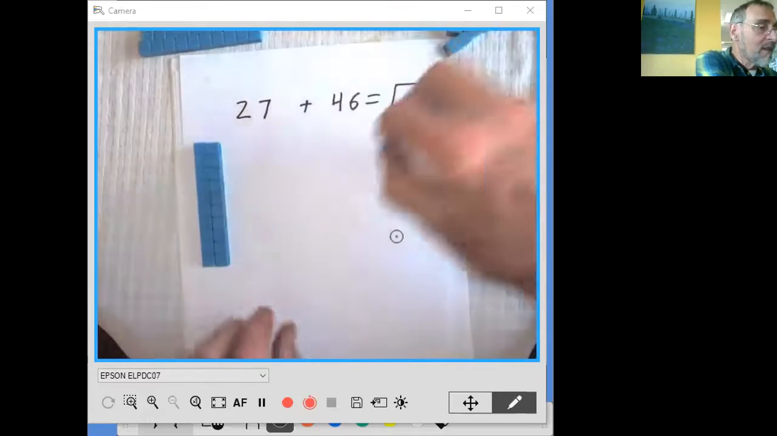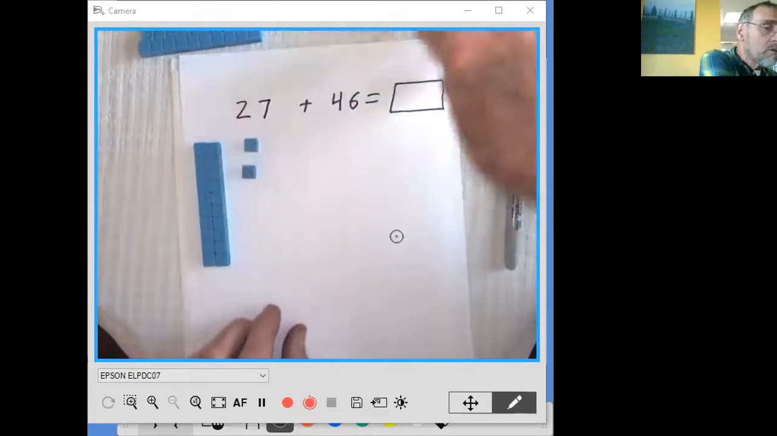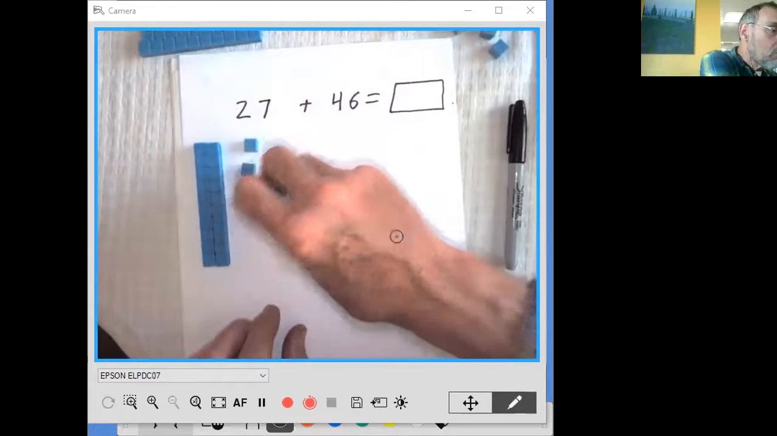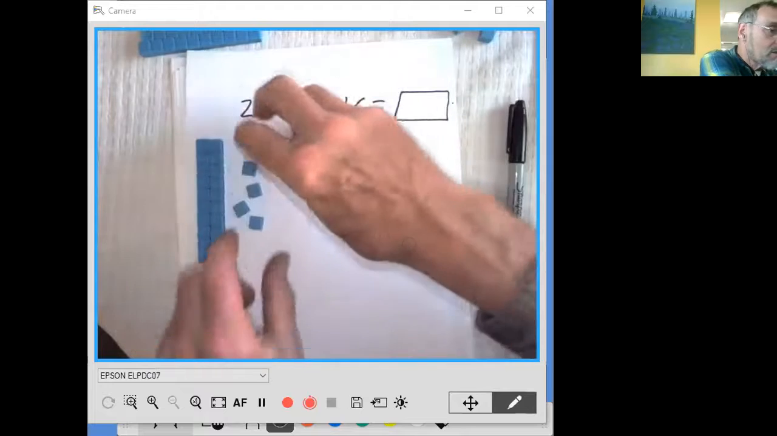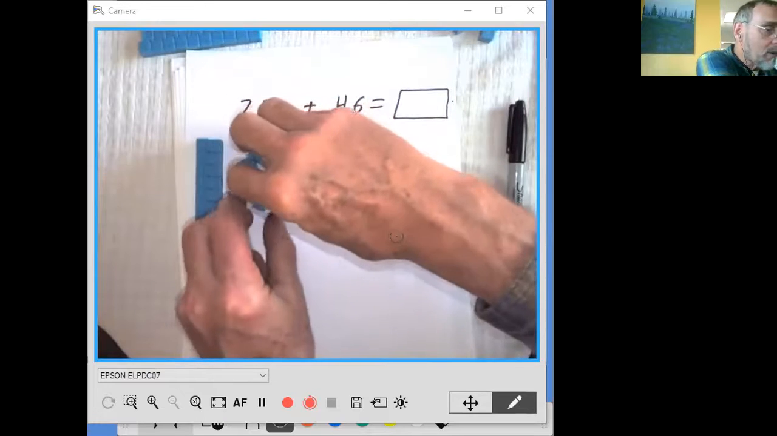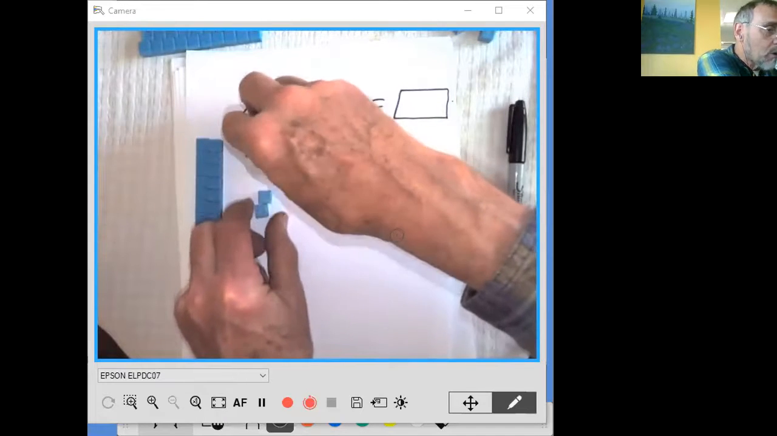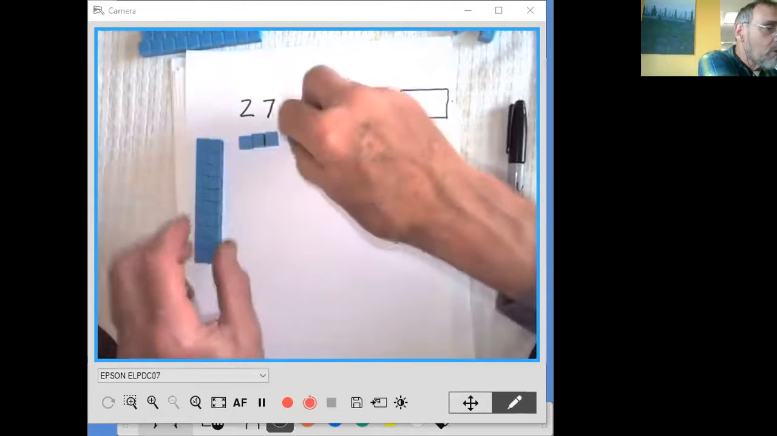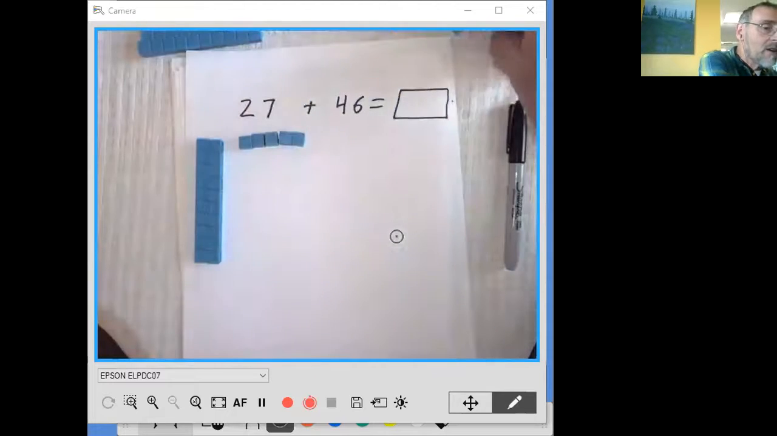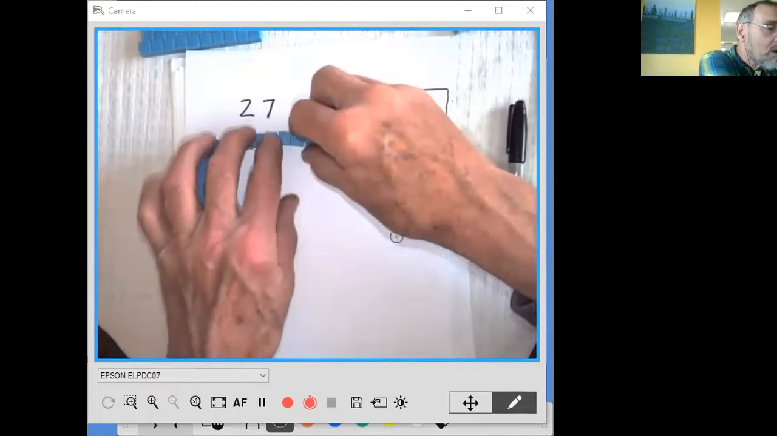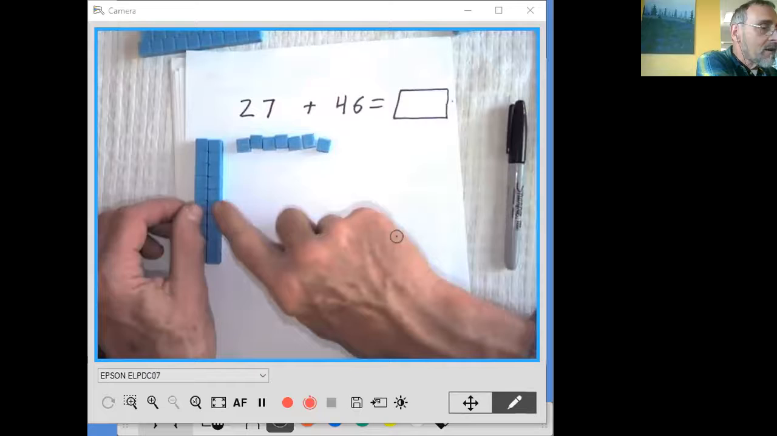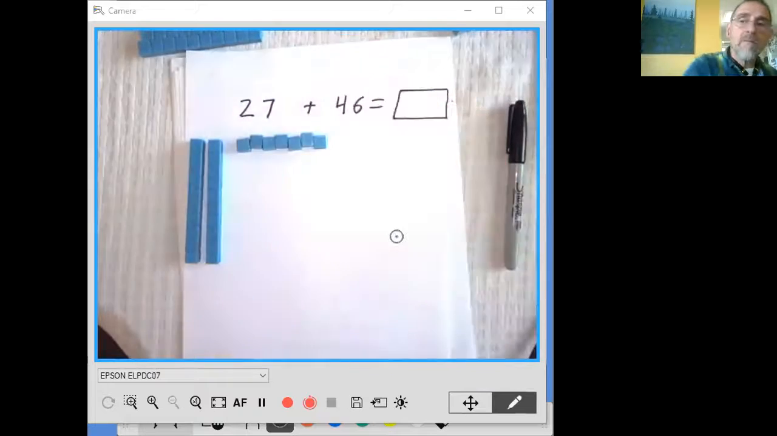So I have 2 10s and 1, 2, 3, 4, 5. Let me line them up neatly, or I can put them across like this. Sometimes it's helpful. 3, 4, 5, 6, and 7. So I have two 10s and 7 ones.